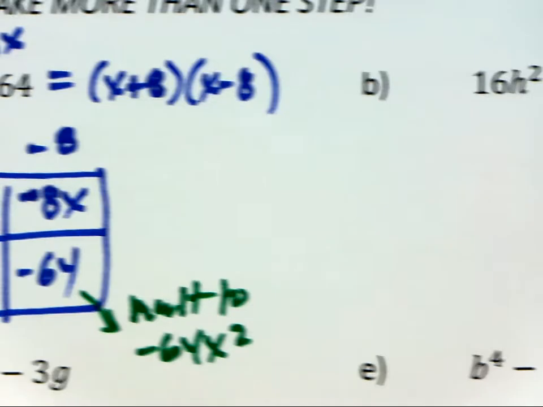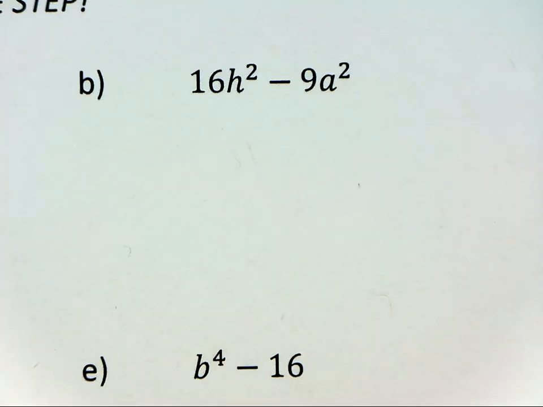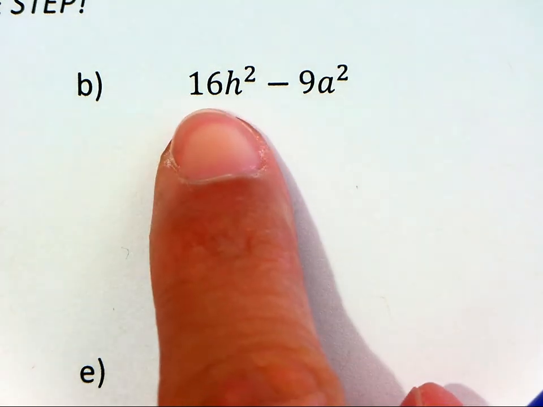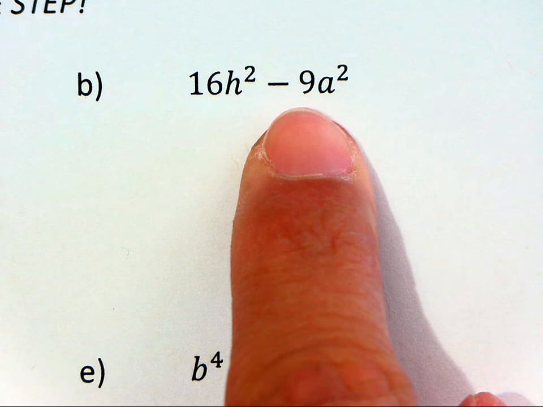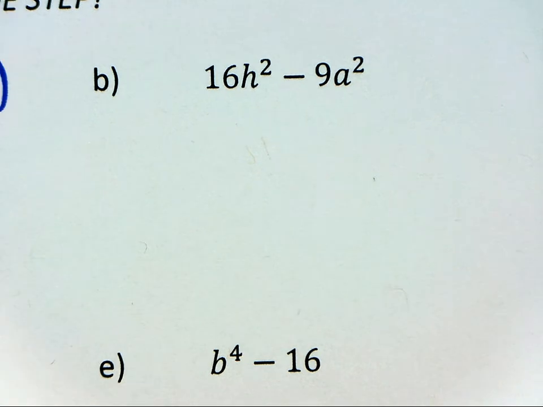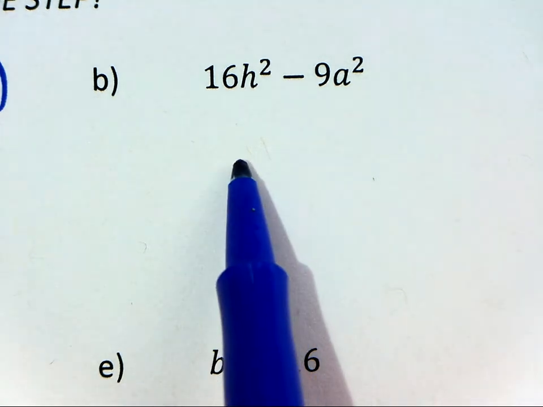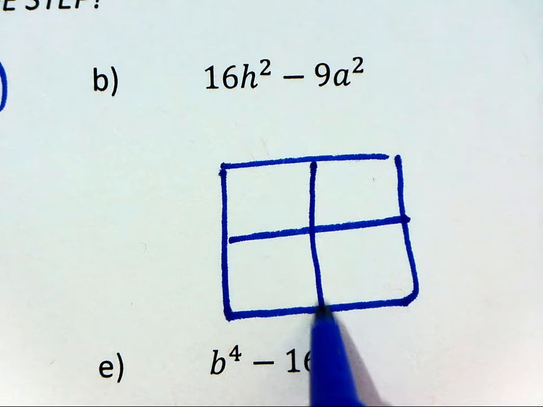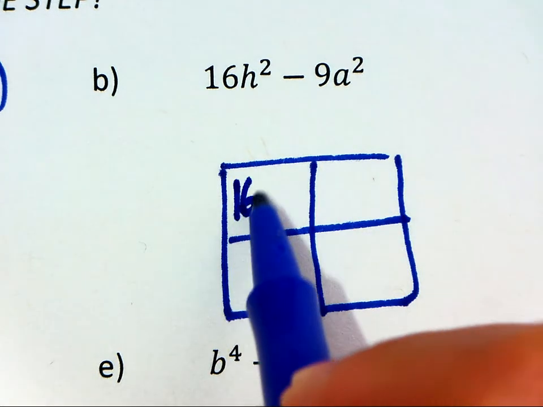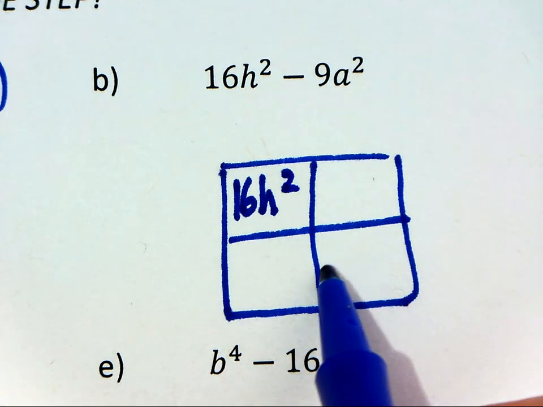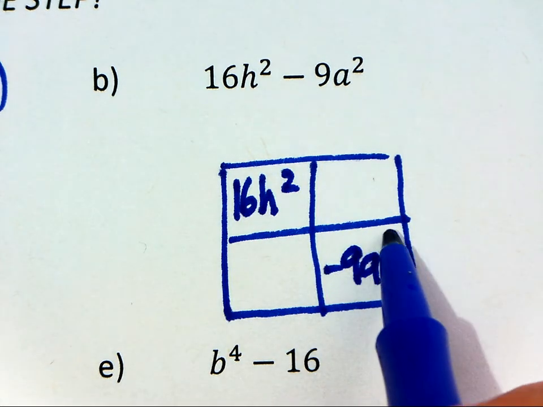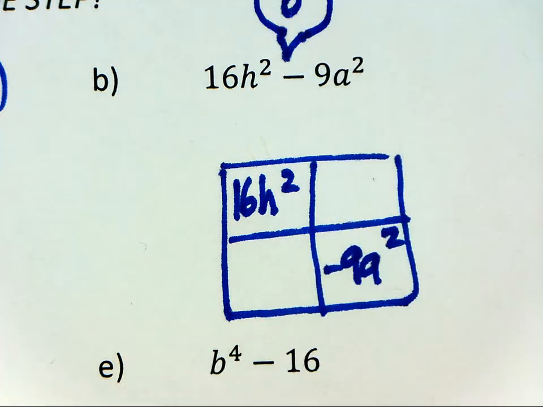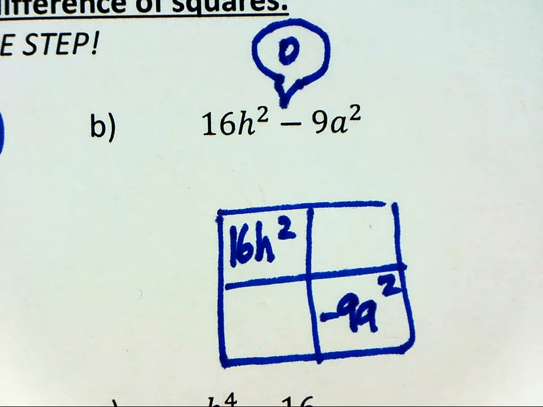All right, B. Already I like that 16 and 9 are both perfect squares. Let's try the box method. I've never done one like these with the box method. It has 2 variables: 16h squared, negative 9a squared. We could think of the middle term just being 0, since there is no middle term there.